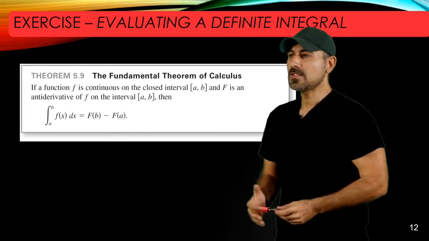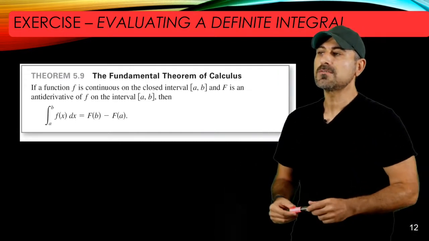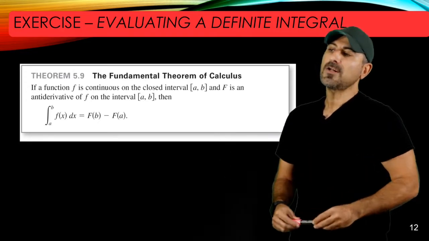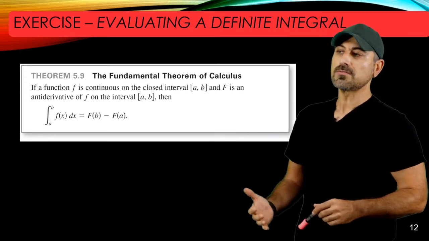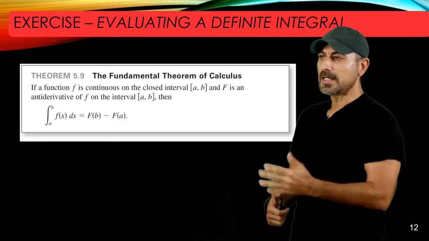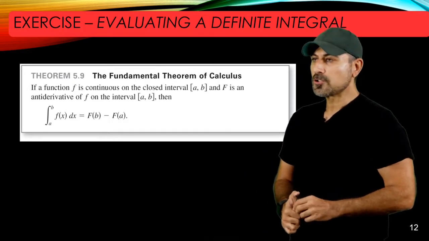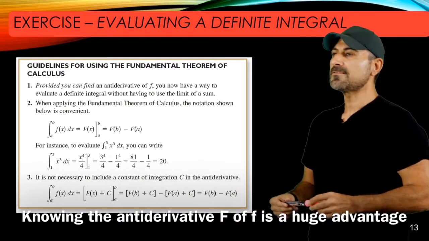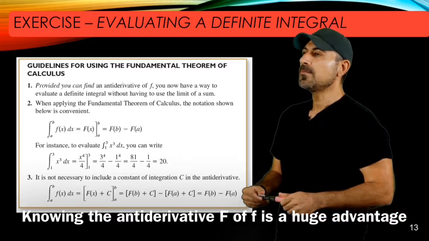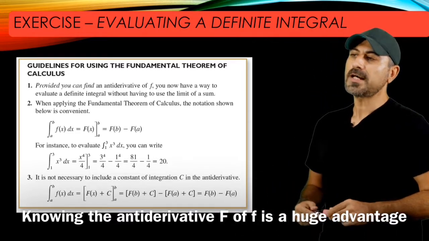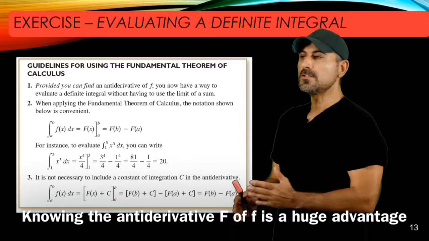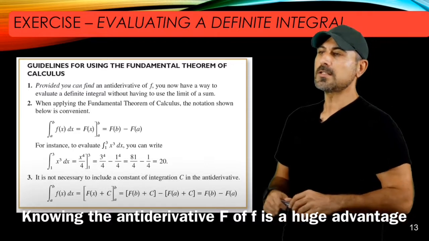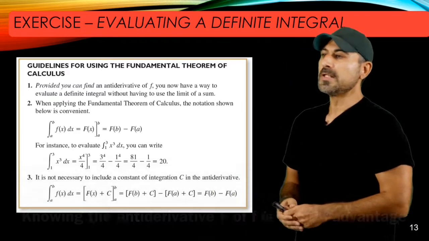Essentially this theorem says that if you know the antiderivative of the function that you're trying to integrate, then you can find the value of the definite integral by using the antiderivative function. So why don't we go ahead and apply this theorem to the first sub-exercise. Before we hit the road, let me talk about the guidelines for using the Fundamental Theorem of Calculus. If you know the antiderivative of f, you have a good detour for evaluating the definite integral, and you bypass all the limit of a sum business or Riemann sum business.